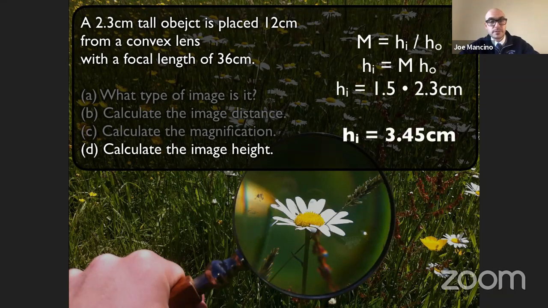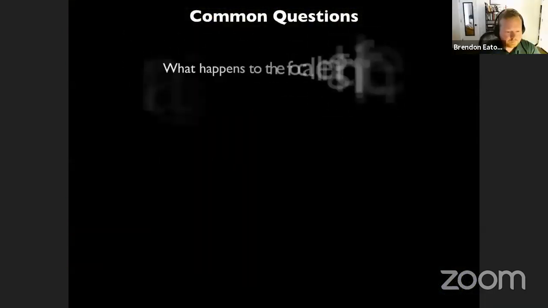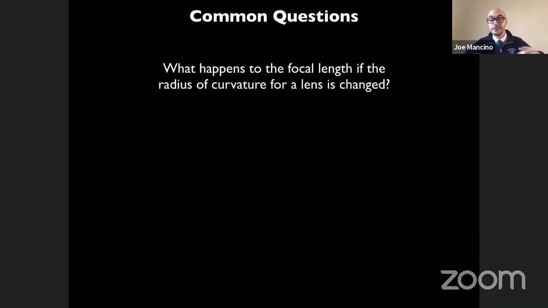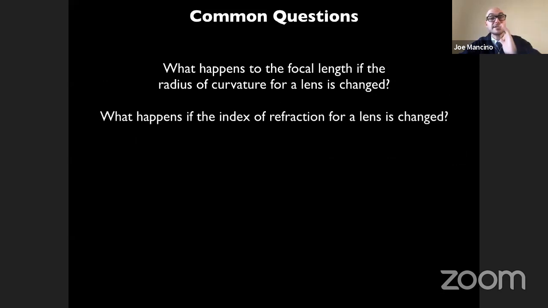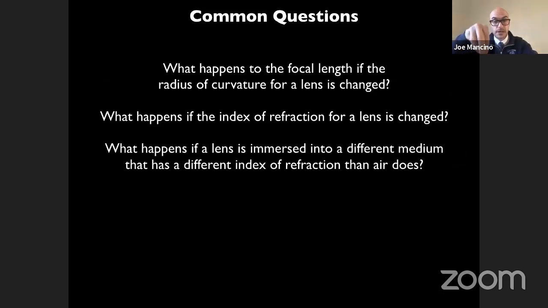So here are some common questions that you may see on a high school test, or if you're taking this for university credit, if you have that option. These are the sort of questions that we sneaky physics teachers like to ask you about lenses. What happens to the focal length if the radius of curvature is changed? What happens if the index of refraction is changed? What happens if we dunk a lens into a fluid that has a different index of refraction from air?